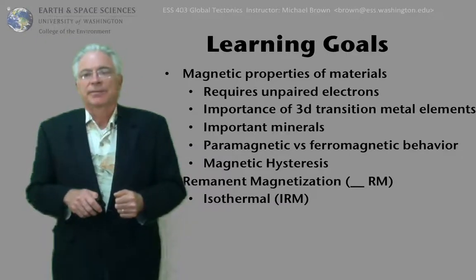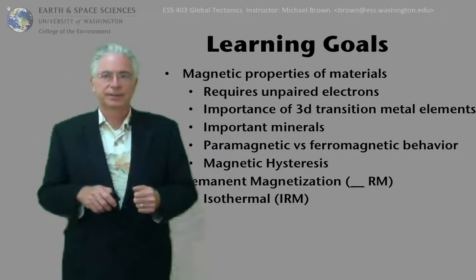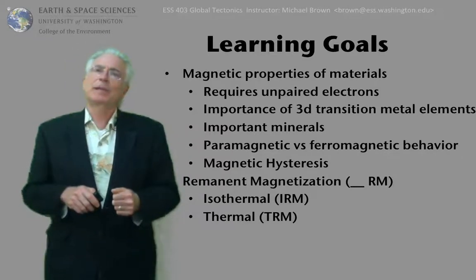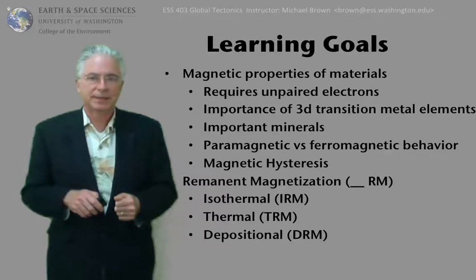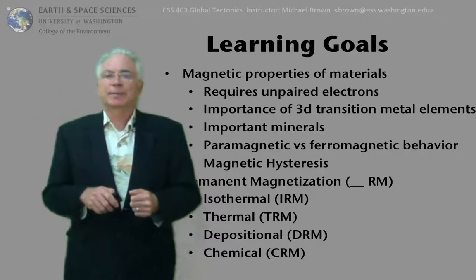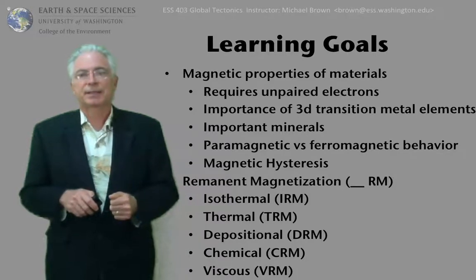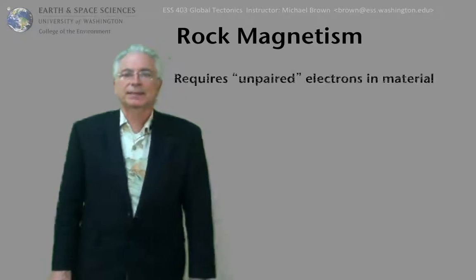Examples of remnant magnetizations that you should understand are isothermal remnant magnetization, thermal remnant magnetization, depositional remnant magnetization, chemical remnant magnetization, and viscous remnant magnetization. Let's go. Some rock magnetism facts.